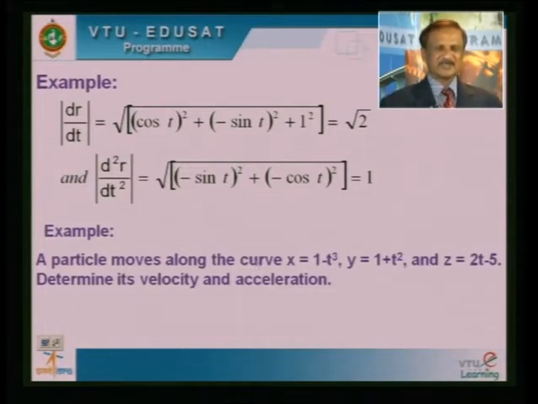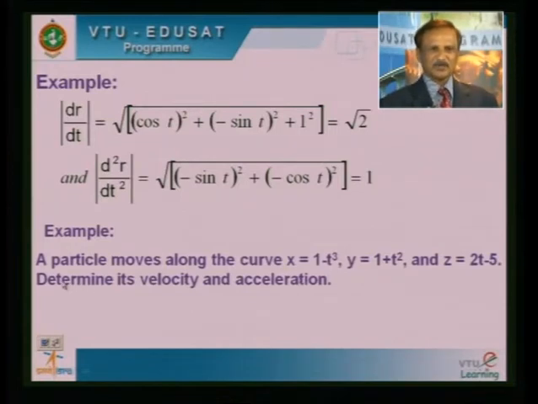Because in the previous examples, they had given a vector function. Is it clear? First component into i, second component into j, third component into k. Here they have not given it in that form. Here they have given x is equal to, y is equal to, z is equal to. And in the previous examples, they asked us to calculate dr by dt or d square r upon dt square, or the modulus of dr by dt and the modulus of d square r upon dt square. Is it clear? In this example, they have asked for velocity and acceleration.